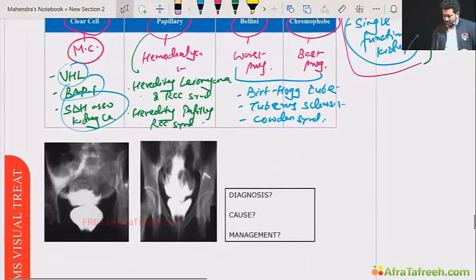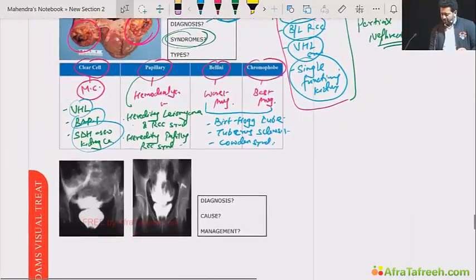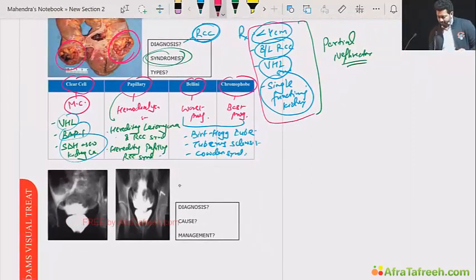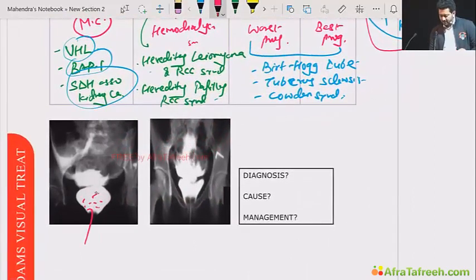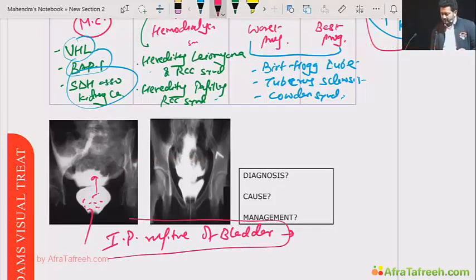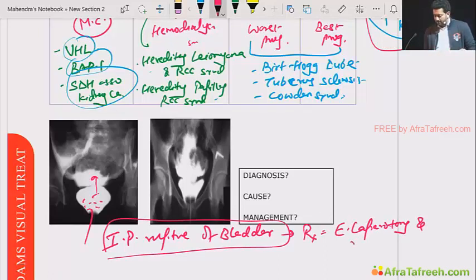This is a cystogram. The lower image is a cystogram showing what? Cystogram is when you put the dye in the bladder, and you can see that the dye is leaking into the peritoneal cavity. So this is an intraperitoneal rupture of bladder. Intraperitoneal rupture of bladder is not very common, but the question is, if you find this intraperitoneal rupture, what is the treatment? You always go for an exploratory laparotomy and repair of the bladder. You have to do surgery.